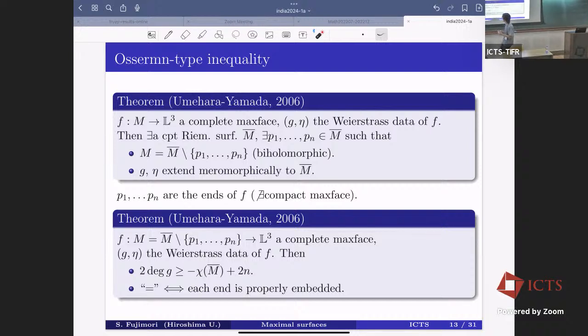No. There is no compact max face. We are taking complete max faces, right? So there does not exist a complete compact max face. So the number of this is always positive. It has to be positive.